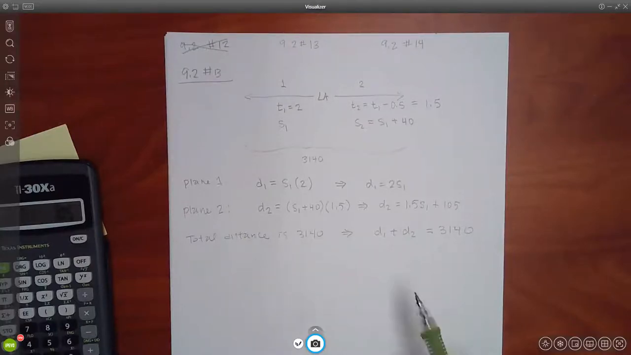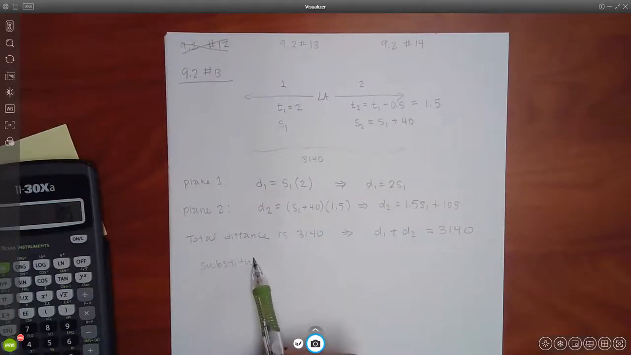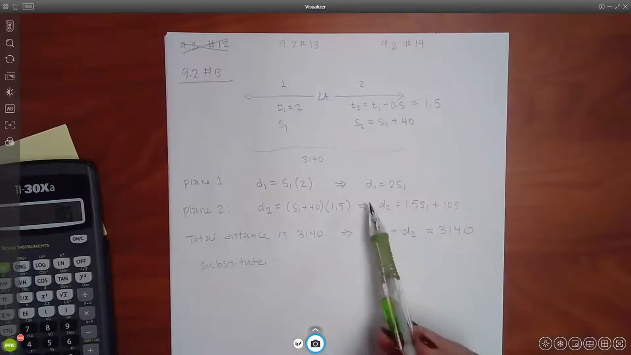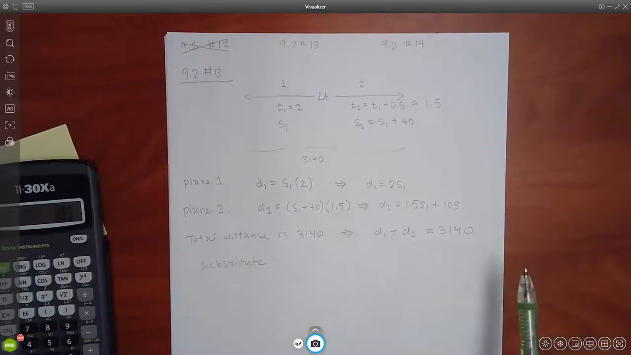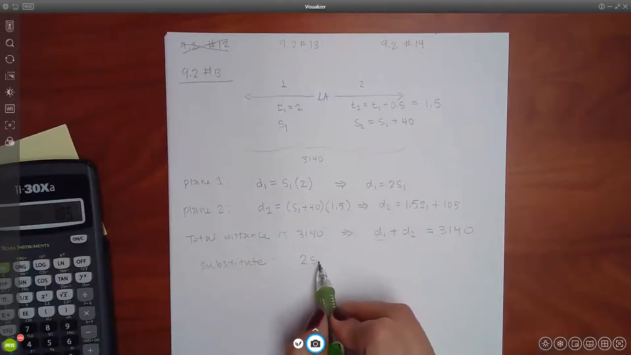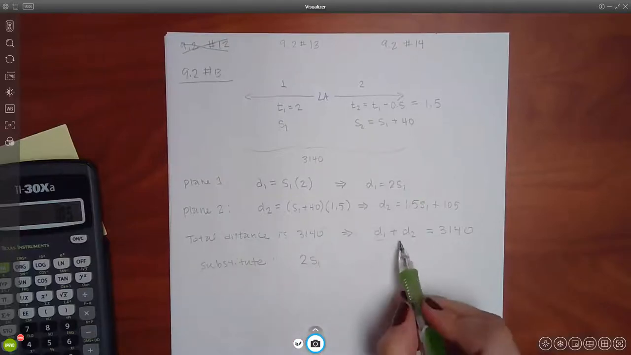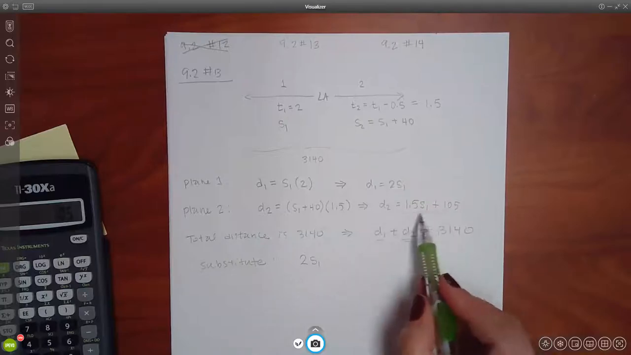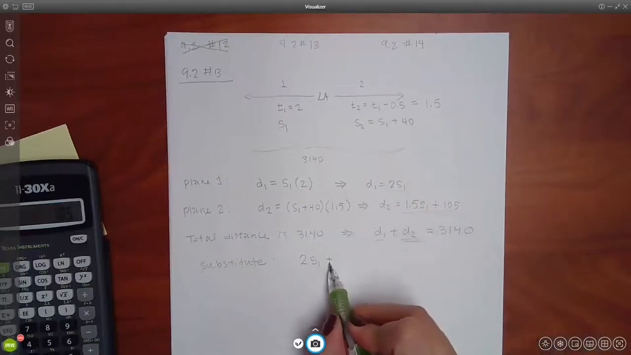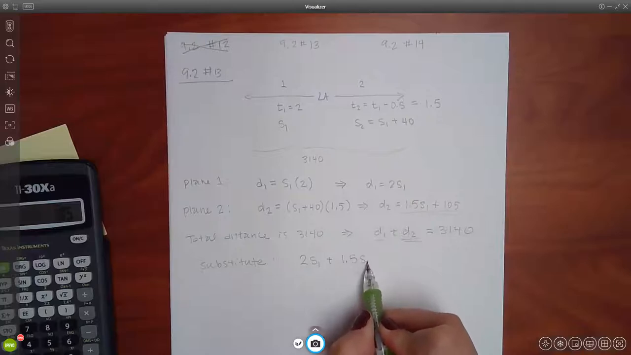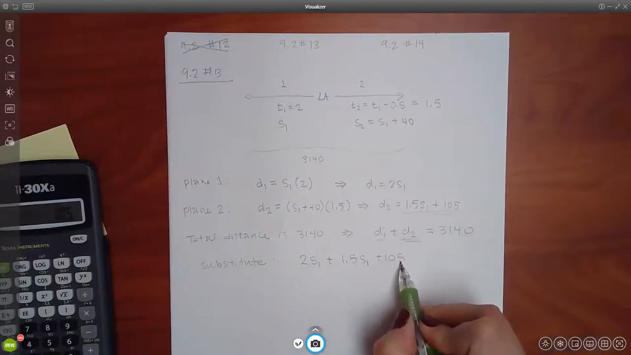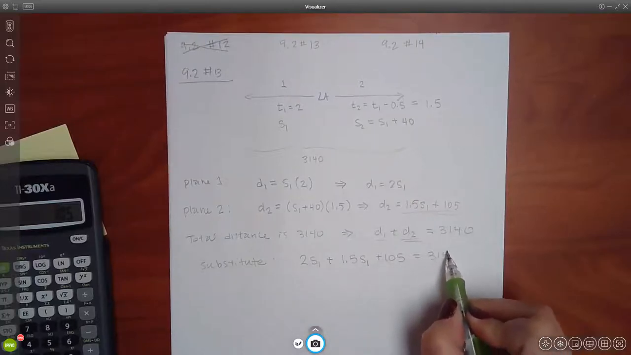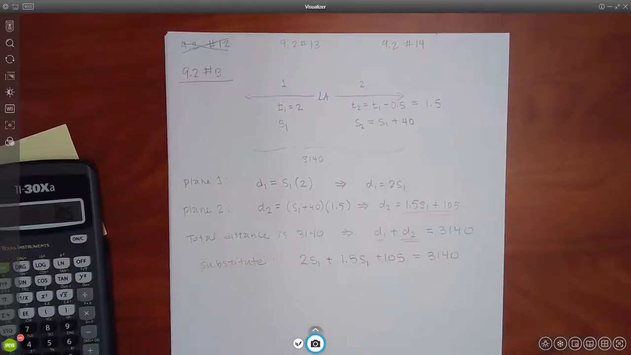So I'm gonna actually use substitution. Instead of D1 in this equation, I'm gonna plug in what we have for D1, which is 2S1. And instead of D2, I'm gonna plug in what we have for D2, which is 1.5 S1 plus 105. And that total distance should equal the 3140.